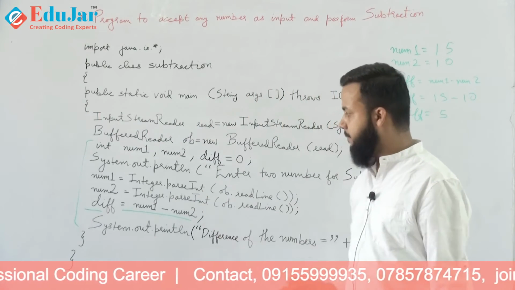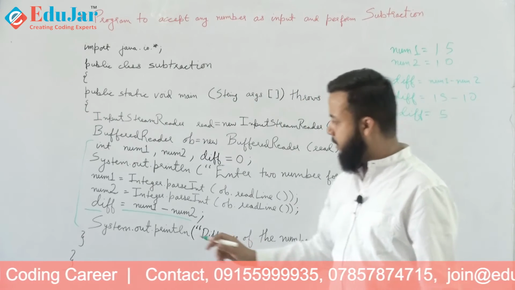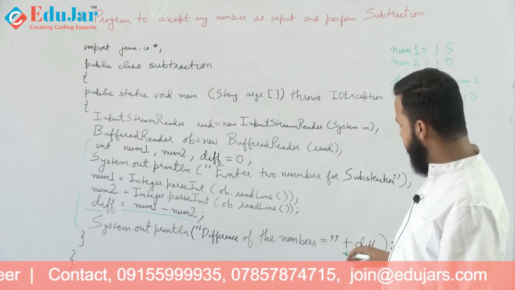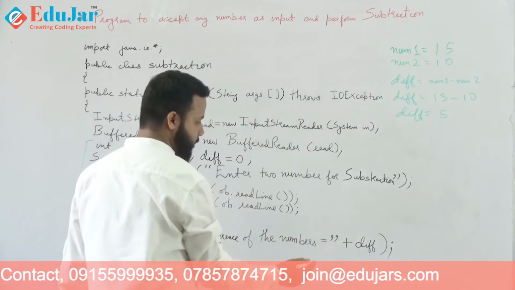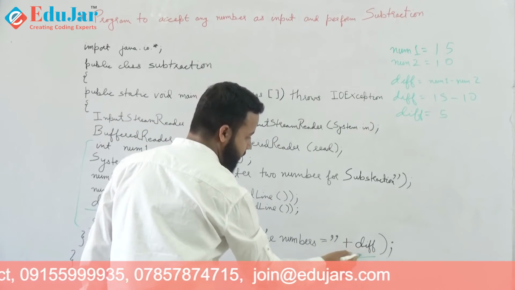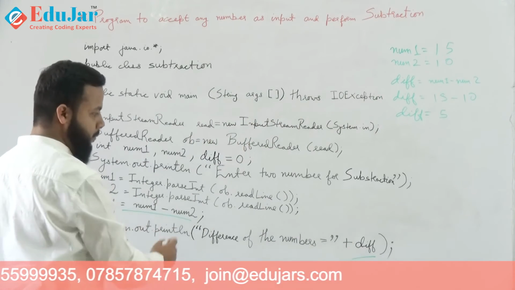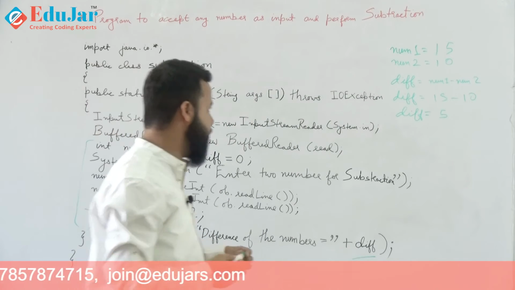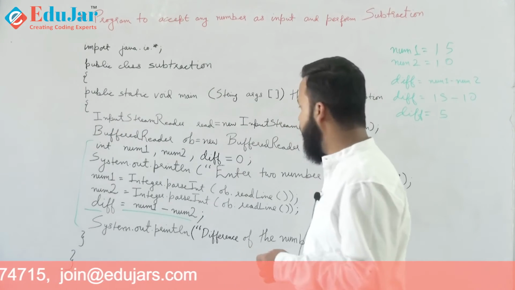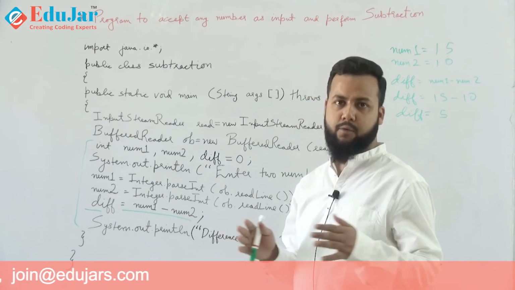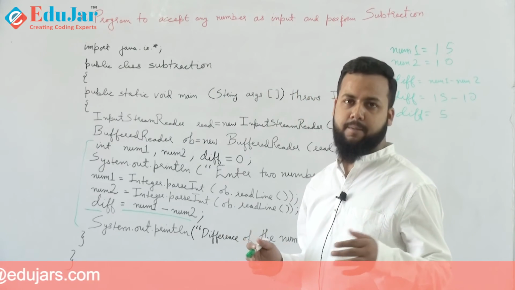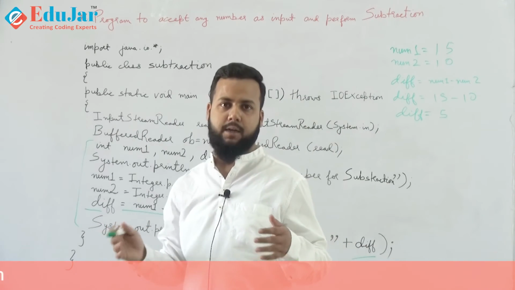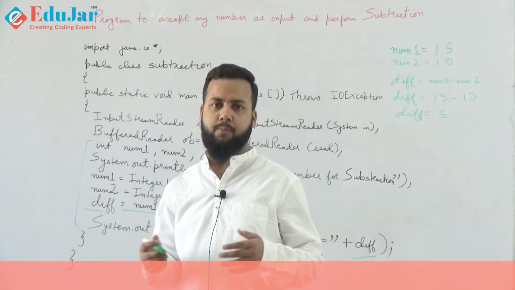Finally I have written System.out.println "the difference of the numbers equals" plus diff. This is where we have stored the difference of these two numbers. So this is how this program runs, and it will show the result of the two numbers getting subtracted. We will do this same program practically on the computer and see whether the output works or not.